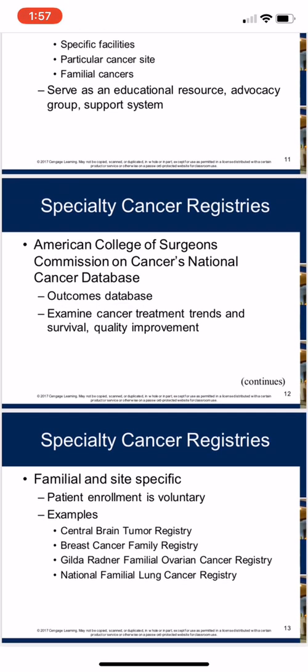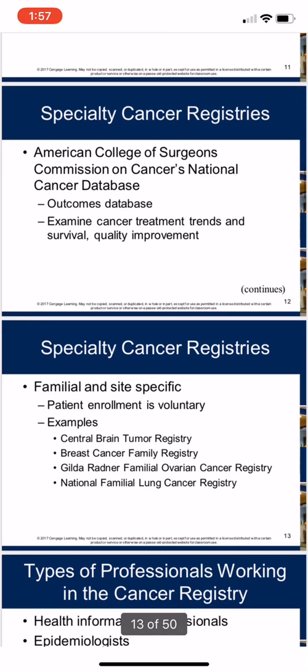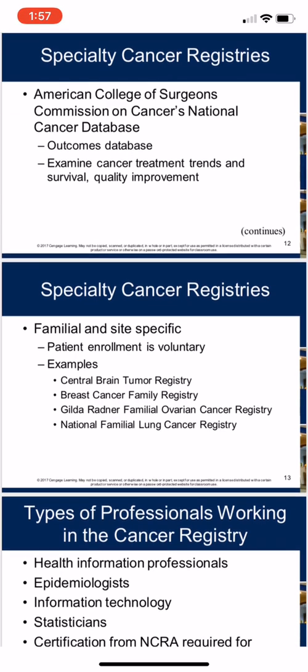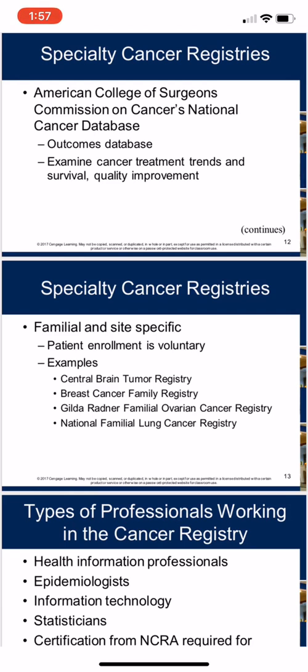Then you have your familial and site-specific cancer registries. These registries serve as research tools and potential sources of education and advocacy for cancer patients. You have a couple of different kinds that you can read about in the text. They include the Central Brain Tumor Registry of the United States, the Breast Cancer Family Registry, the Glenda Radner Familial Ovarian Cancer Registry, and the National Familial Lung Cancer Registry. And you have information on 605 that you can read.